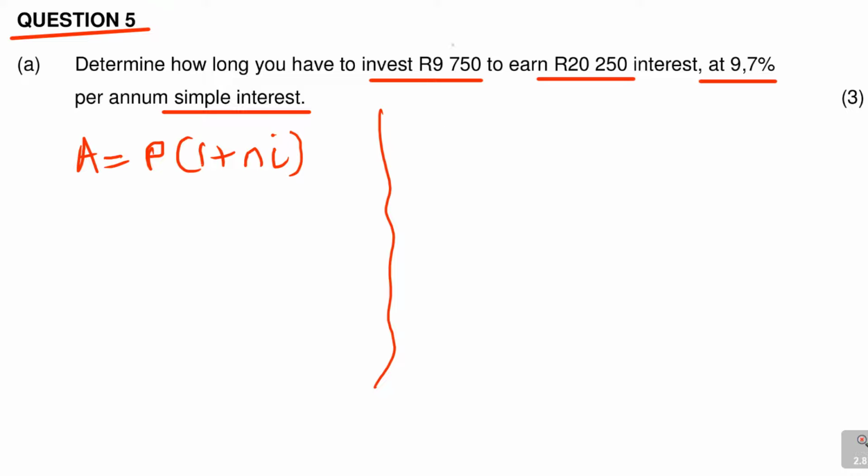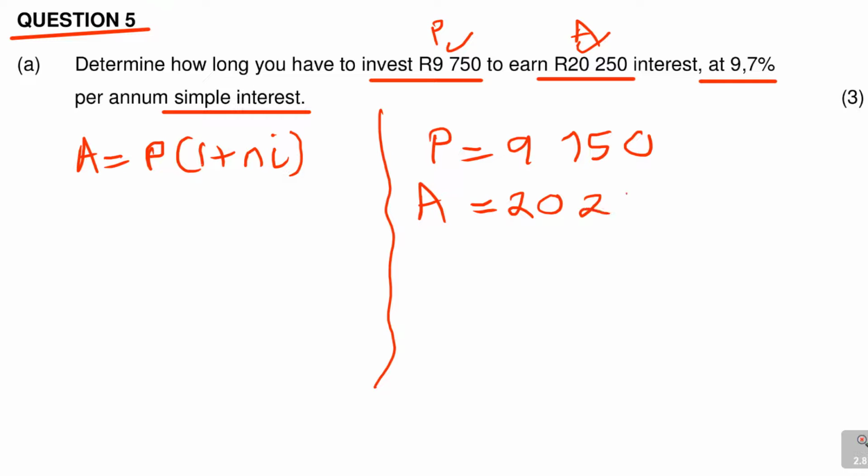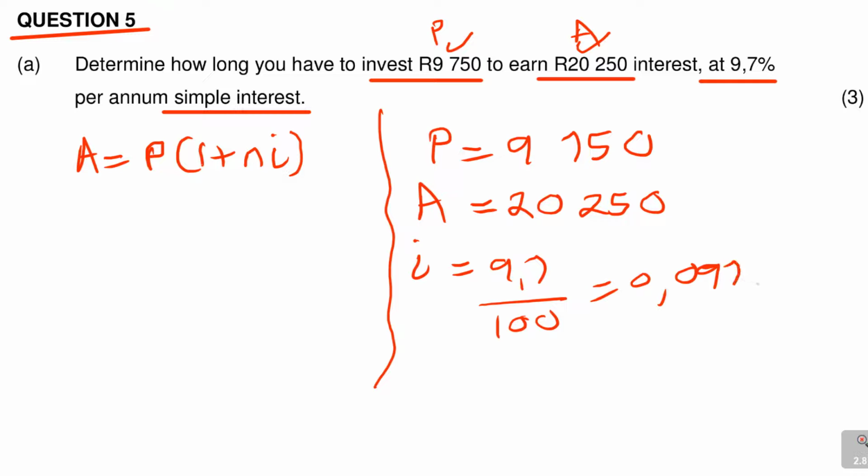So determine how long you have to invest. You are starting with P. This is your starting point, that's 9,750. And then it is going to become future. Future is A. It will accumulate. You see, this is your principal. It will accumulate to become 20,250. And then your interest rate, you divide by 100, is 9,7 over 100. What is it? 0,097. Don't forget that. Very important.